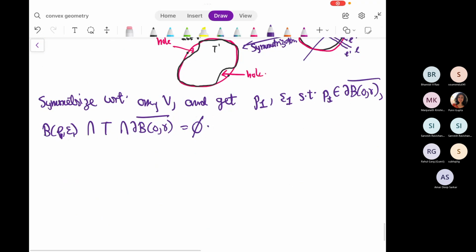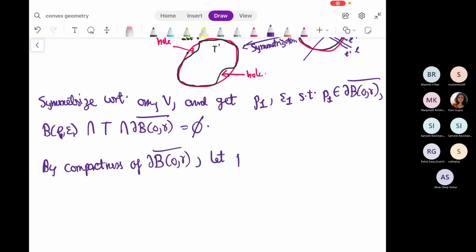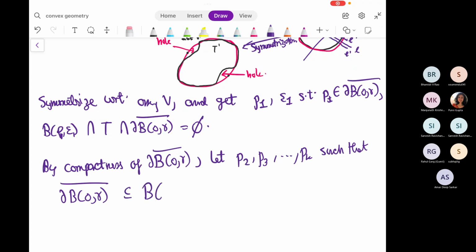So you have one point, and now you start moving around that point. How do you move around that point? By abstractly using the compactness to pick other points to which you can move this lacunae. And how do you do that? You do that as follows. By compactness of the boundary, you pick points P2, P3 up to Pk such that the boundary is contained in the balls of radius Pi epsilon 1.